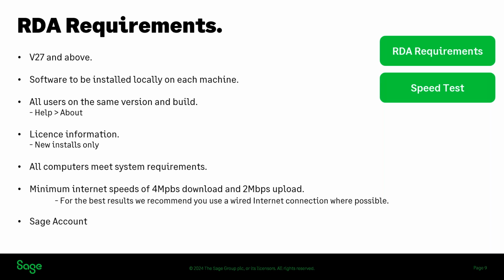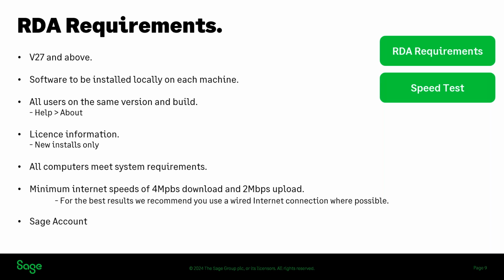If it's a new install, you will need your license information, so everyone's on the same license. All computers must meet the system requirements. And also you must meet the minimum internet speeds. For the best results, we do recommend that you use a wired connection where possible. Now, we know that's not always possible. So the minimum internet speeds are 4 Mbps download and 2 Mbps upload.